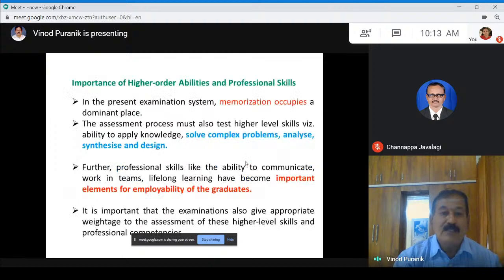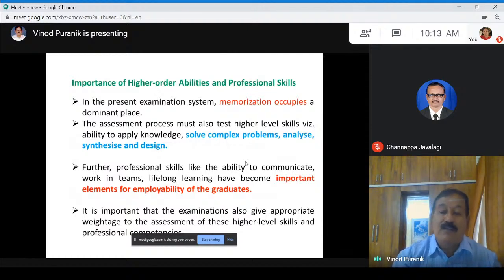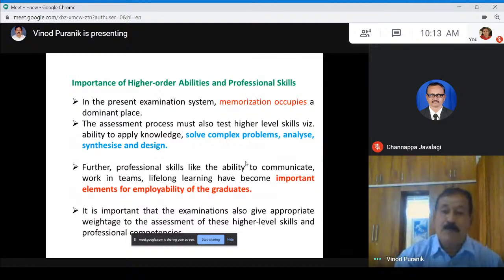So when you look at it, and also very important thing I want to come with that. What is the importance of higher order abilities and the professions? So I'm just explaining about what is actually going on in the college system. In most of the colleges in our systems, in most of the cases, the present examination system is such that memorization occupies the dominant place. So of course they are able to score good marks. It is fine. So what is more important? Whether they are employed. It is not only getting the good marks that is important.